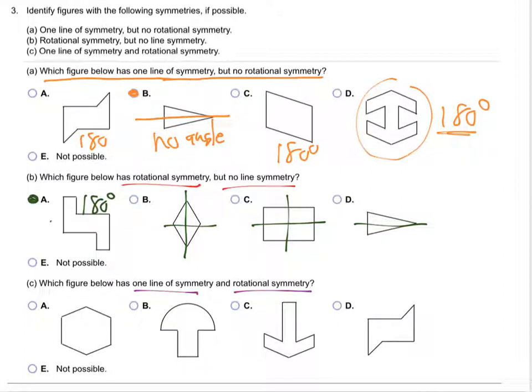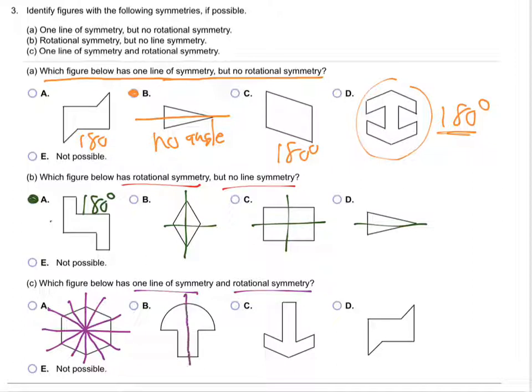Which figure below has one? Oh, that's not working. That's not possible, is it? Do you see that? This one, first off, has a bunch of lines, right? You could fold it about any of those lines, or even more. This line, or that line. That one has a ton of lines of symmetry you could fold it about. It doesn't just have one line.